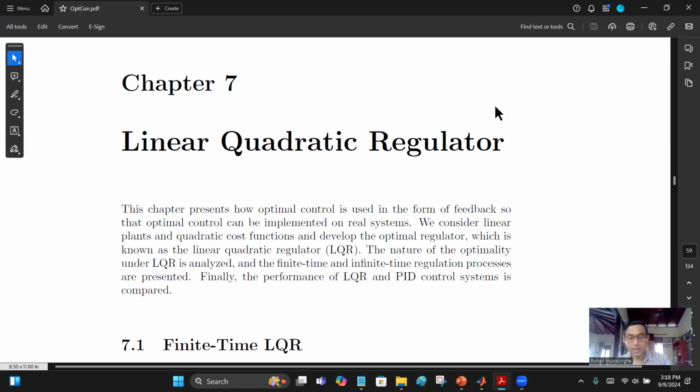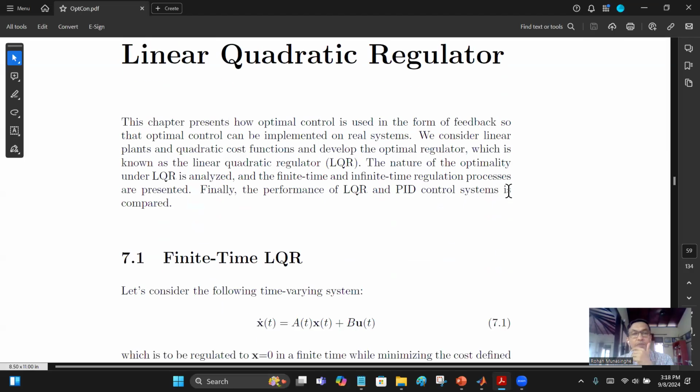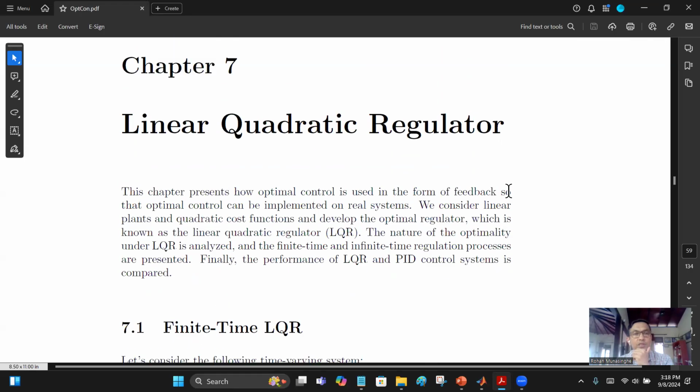All right, so we are starting a new chapter today, linear quadratic regulator. I don't have a PowerPoint for this one, but I have a very nicely written chapter. This is chapter 7 of my book.